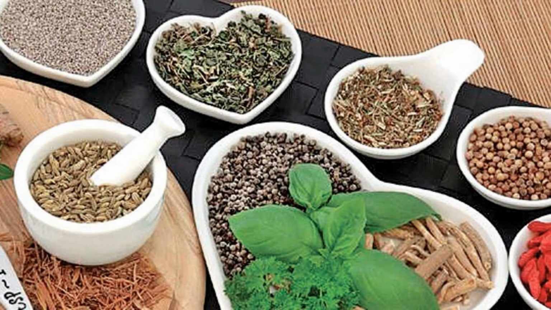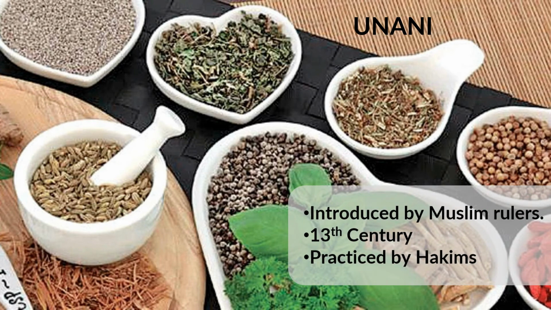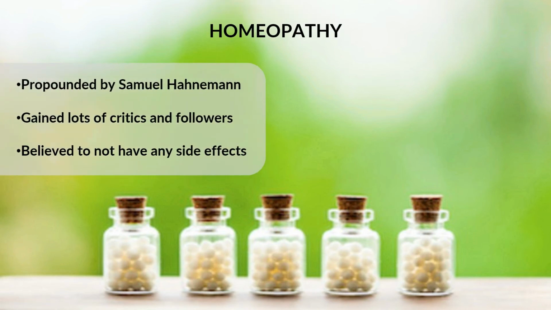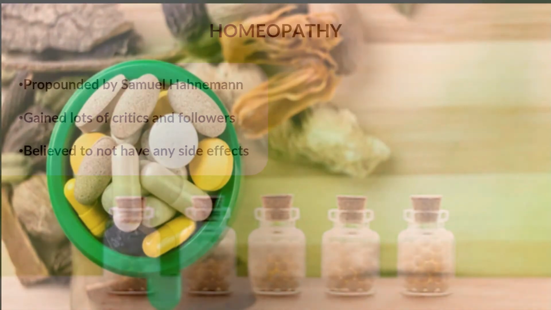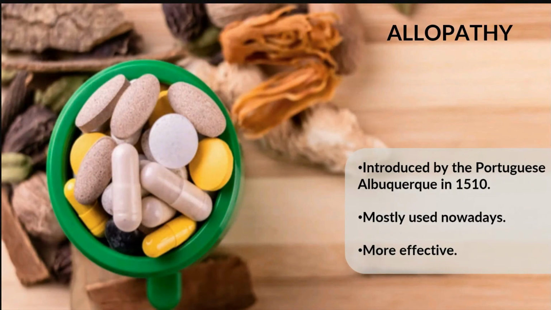The Unani system of medicine was introduced by the Muslim rulers in 13th century and practiced by Hakims. Homeopathy is a system of medicine propounded by Samuel Christian Hahnemann, gained a lot of critics and followers with no side effects. Allopathy is the modern type of medicine introduced by the Portuguese Albuquerque in 1510, which was considered to be more effective and mostly useful nowadays.